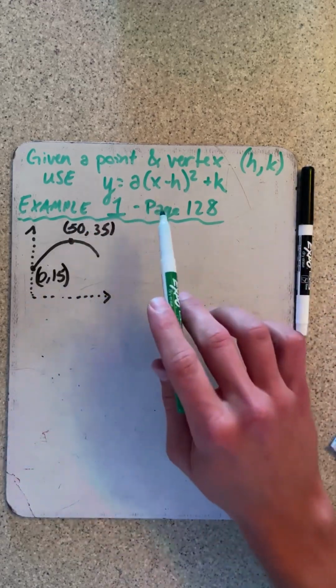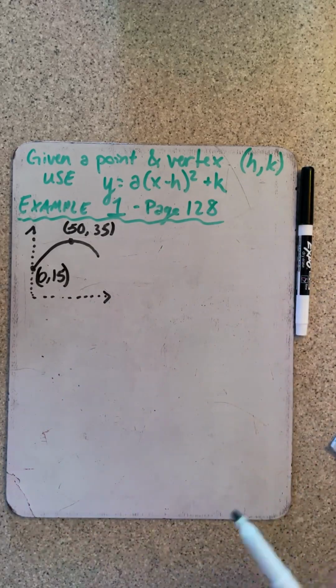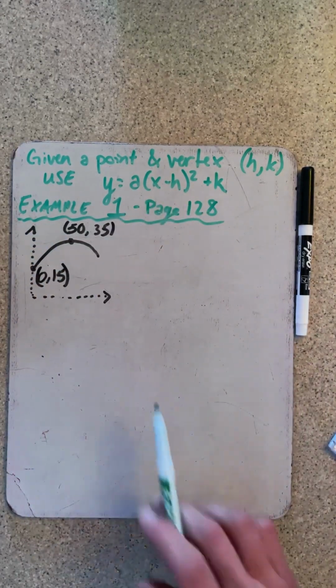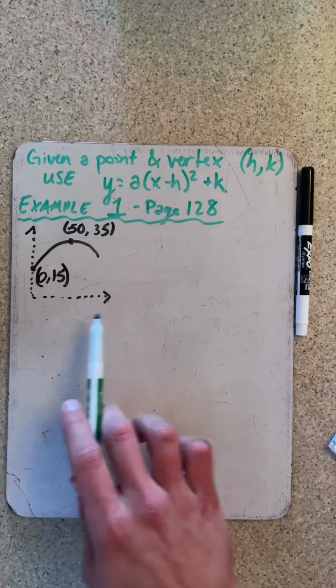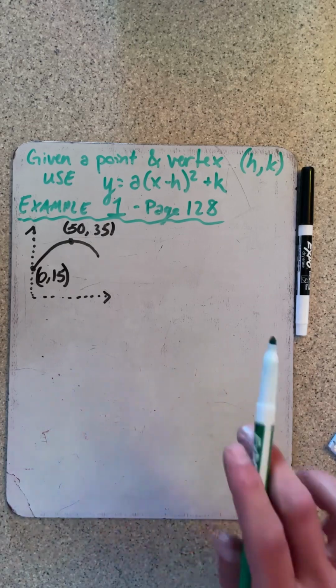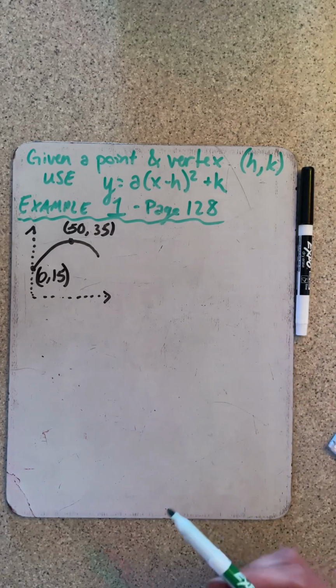So, given a point and a vertex, h comma k, we're going to write an equation using the vertex and that point. So example 1 says, the graph shows the parabolic path of a performer who was shot out of a cannon, where y is the height in feet and x is the horizontal distance traveled in feet. Write an equation of the parabola. The performer lands in a net 90 feet away from the cannon. What is the height of the net? So it's asking two things.